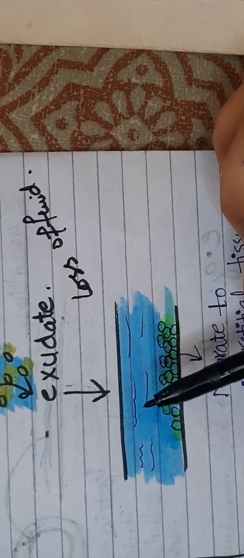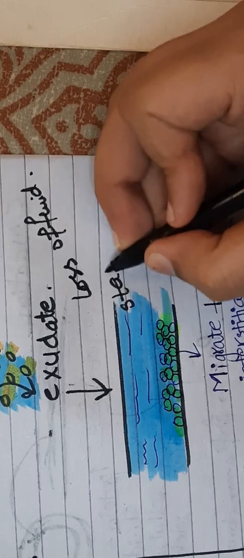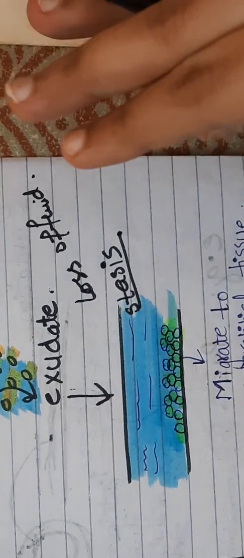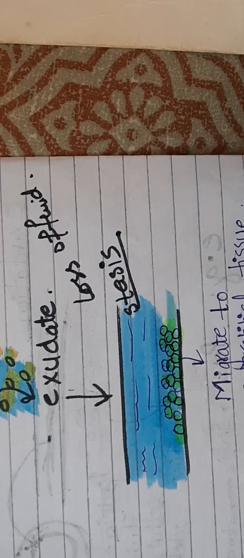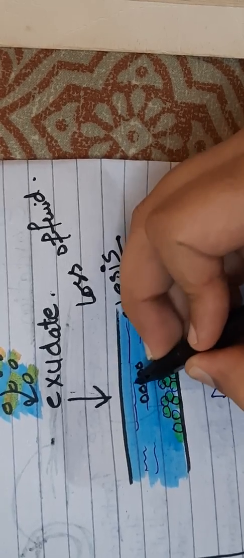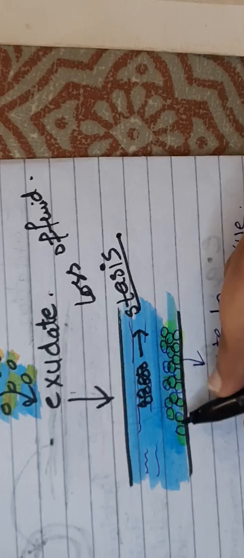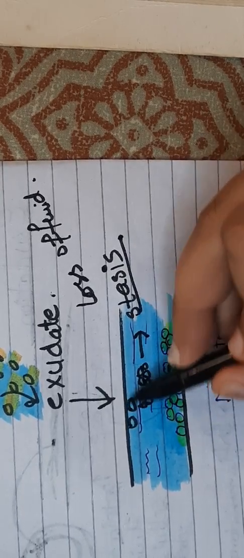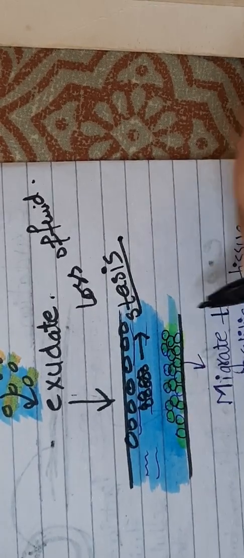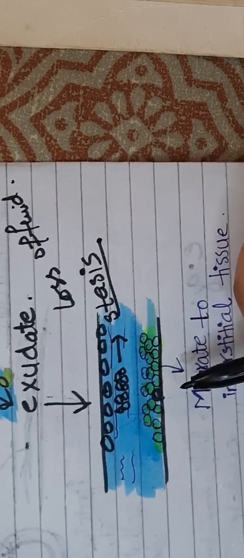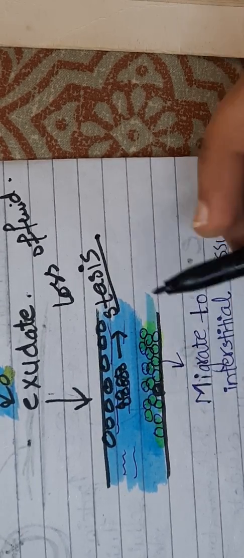Now what will happen is that temporary stasis will develop. Stasis means slow blood flow, and the red blood cells are smaller in size, so the red blood cells move faster than the white blood cells. As the red blood cells move faster, the white blood cells are pushed to the periphery of the vessel wall. These white blood cells, or leukocytes, attach to the periphery and migrate to the interstitial tissue.